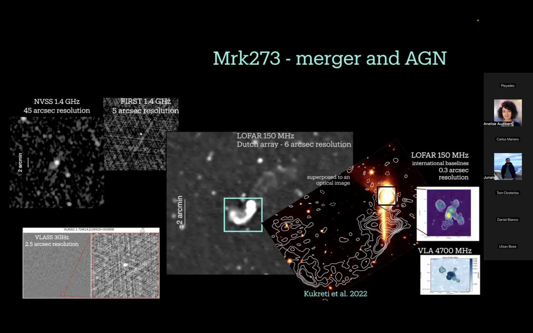These were just examples. So these are observations at even higher spatial resolution. This is LOFAR with the international baselines spread all over Europe. This is 0.3 arcsecond resolution. We started from 45, so that's a big difference. And this tells you that in the center of this, there is actually a lot of extra structure, radio continuum.